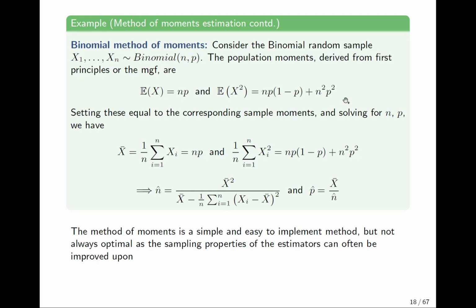That's easy to derive. All we need to do for the method of moments to get our estimates is set these equal to the corresponding sample moments and solve for n and p. So we're going to use the sample mean and set it equal to np for this one, and we're going to use this expression here and set it equal to this quantity for the second moment. Solving for n gives us this expression here, and solving for p would give us this expression here. And you can go through this in your own time just to convince yourself that this is indeed the case.